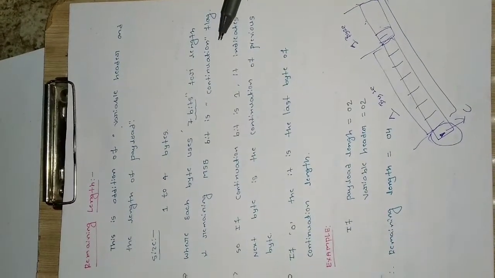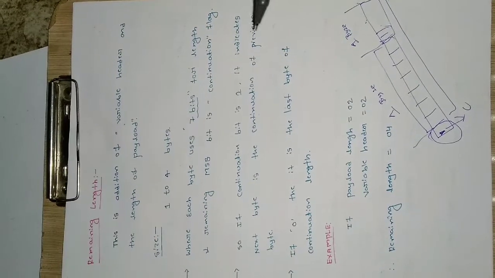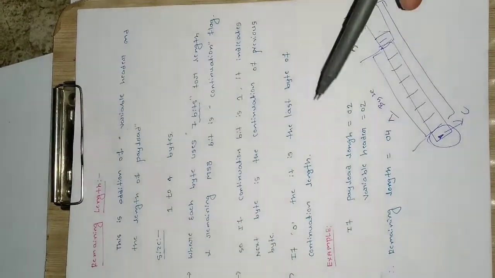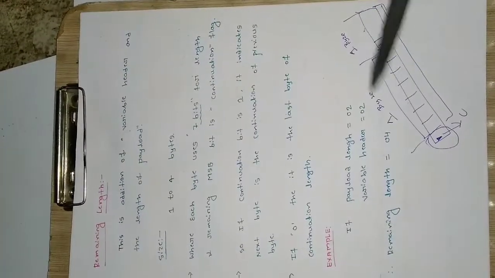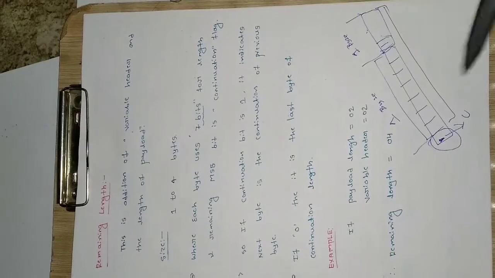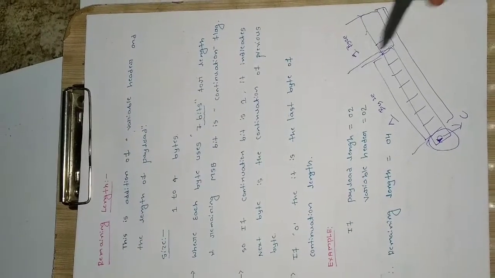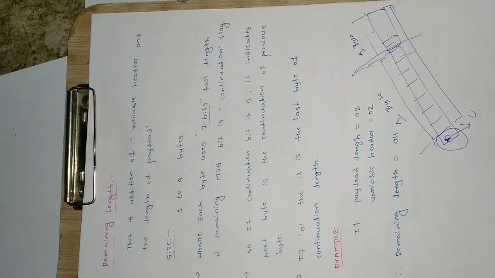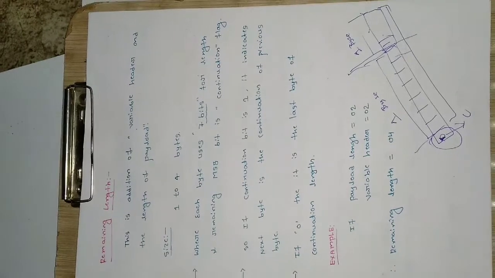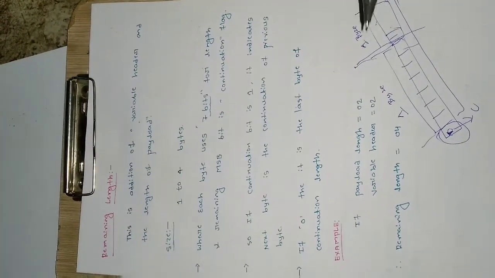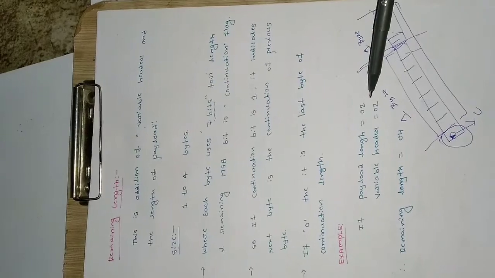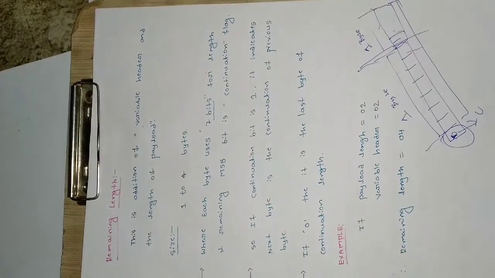If the continuation bit is 1, it indicates the next byte is a continuation of the previous byte. And if it is 0, then this byte is the last byte of the length. If I put 0, it will not consider the following byte as part of this one, so it will assume this byte is the end of the length. Let us take a quick example. If the payload length is 2 and the variable header length is 2, then the remaining length is obviously the addition of these two, so it is equal to 4.